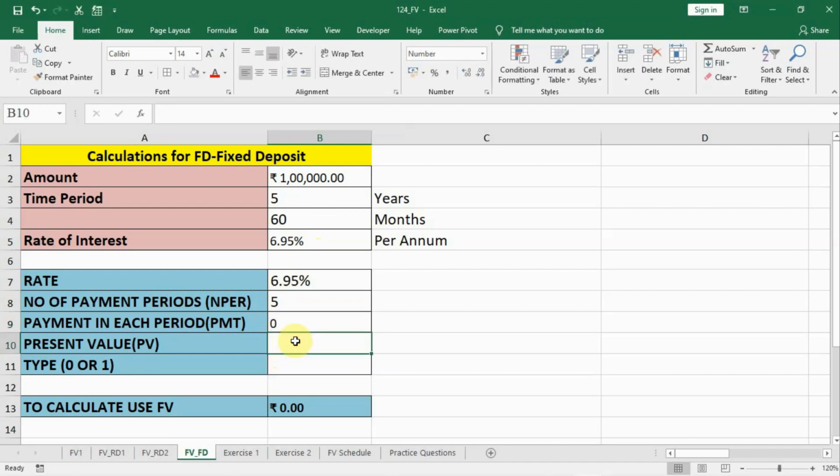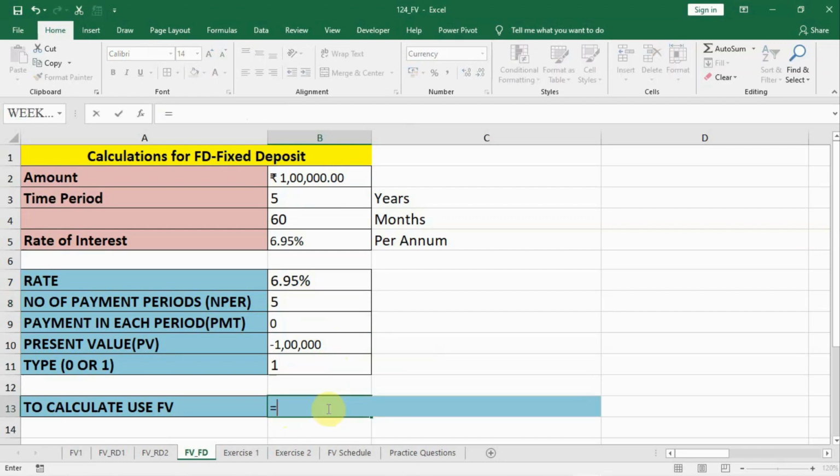Present value is equal to, let us say, minus this 1 lakh, because we are paying this amount of 1 lakh rupees and it is being deducted from our account at the starting, and we'll take the type as 1, at the beginning. So for the 5 years, our interest and the total amount is calculated by the future value here. I'll write it down again for you.